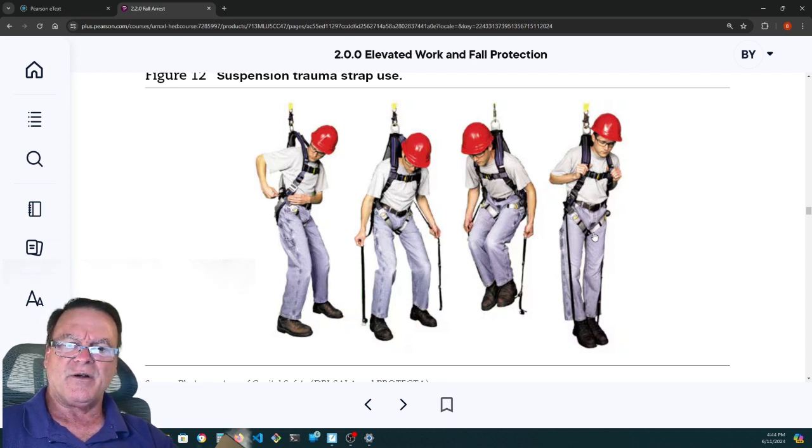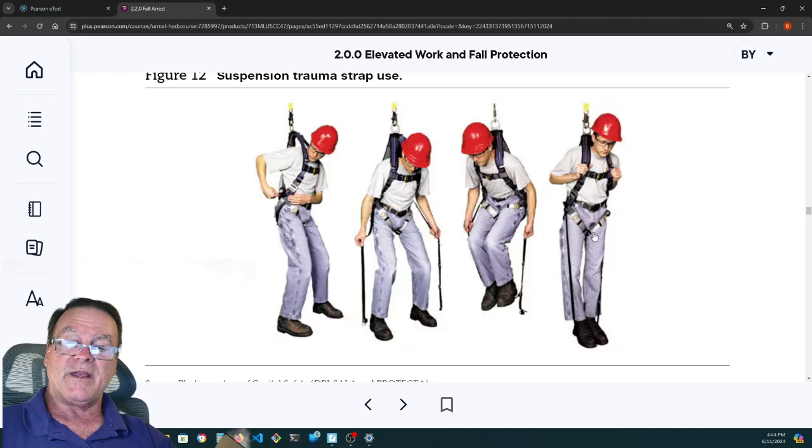Is that the carotid artery? No, the carotid is in the neck. It's the one down in your groin. You want to make sure that that blood can flow. So by standing up in those suspension trauma straps, it allows the blood to circulate, and it doesn't accumulate the poisons. So that when they do get you down, you're going to be fine.